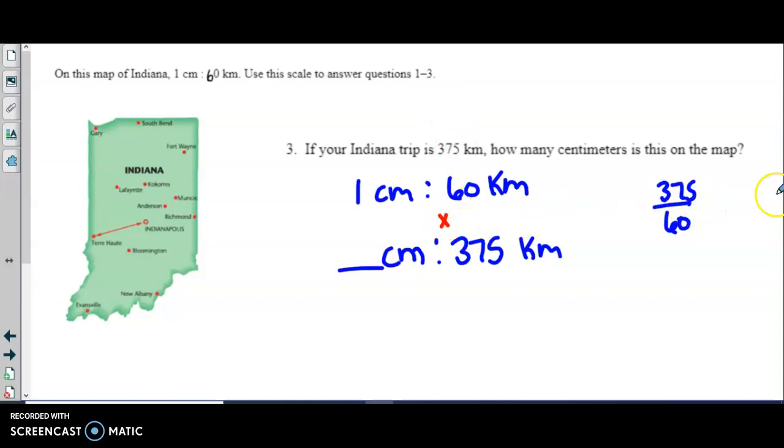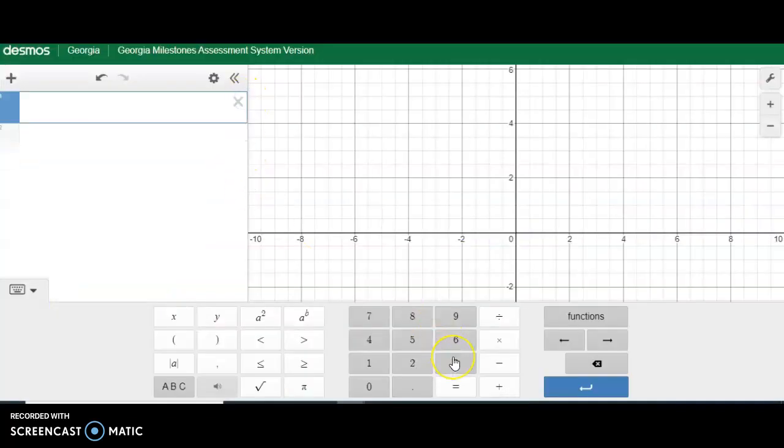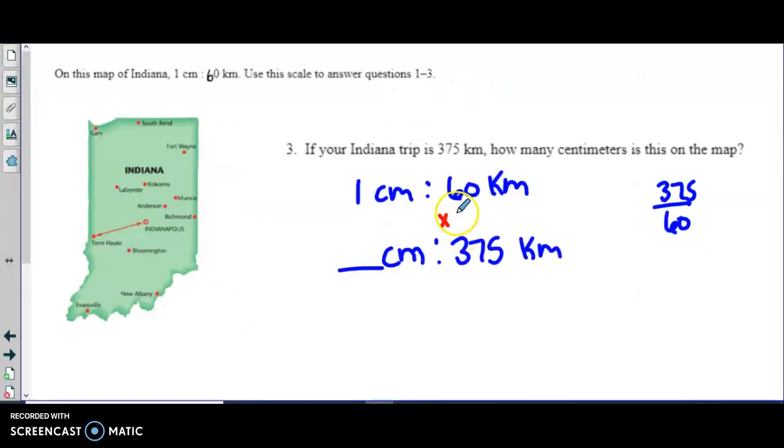So I'm going to do this in the calculator. 375 divided by 60. 375 divided by 60 is 6.25. So that tells me that if I do 60 times 6.25, I'll get 375, which means I need to come over here and I need to also multiply this by 6.25, and 1 times 6.25 is going to give us 6.25. So if you have a 375 kilometer trip, that's 6.25 centimeters on the map.